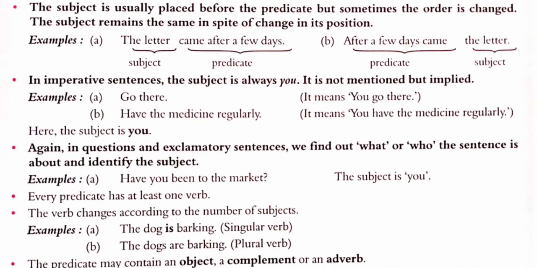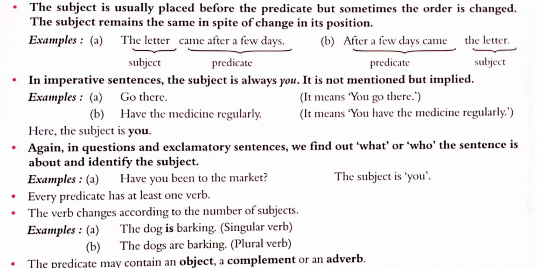Let's see another sentence. After a few days came the letter. After a few days came is the predicate. The letter is the subject. And the other feature of subject and predicate is that in an imperative sentence, the subject is always you. It is not mentioned but implied. For example, "Go there." It means you go there.